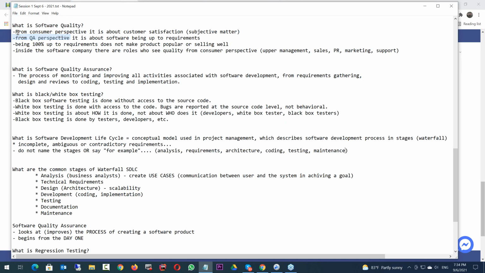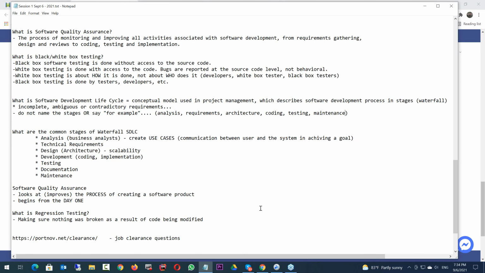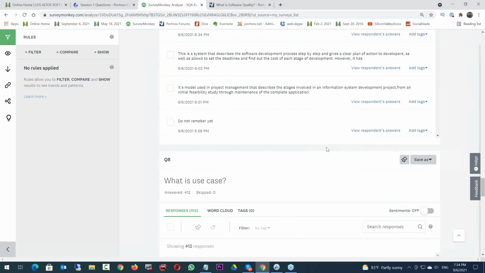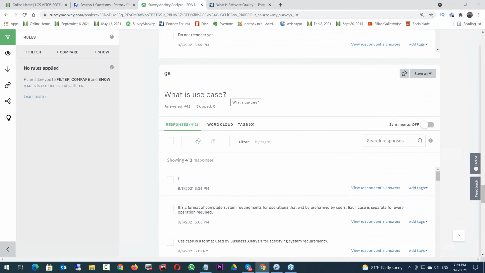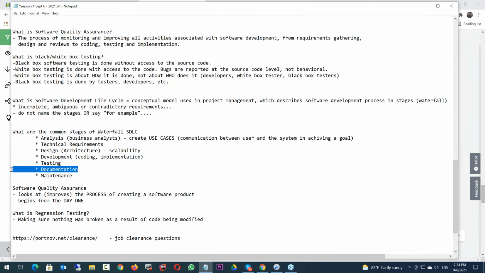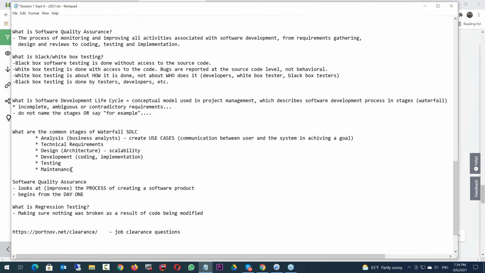Okay. Keep going. Oh, actually, wait a second. We have it here, yeah? Design, develop, testing. Okay, so we have it here. I didn't pay attention. Okay. What is use case? You know what? In that list, let me remove the documentation. It's kind of old-fashioned stuff. The rest is fine. File, save.